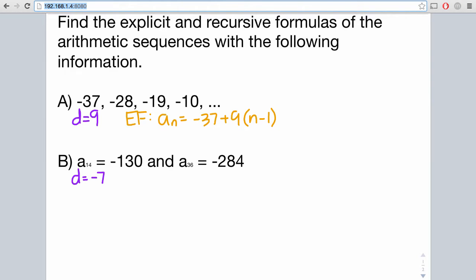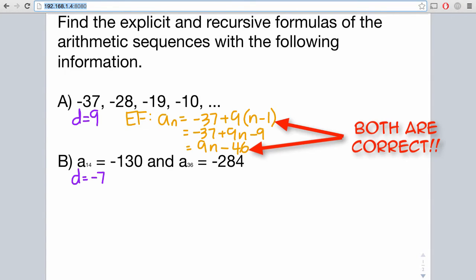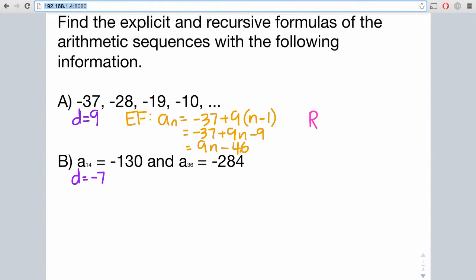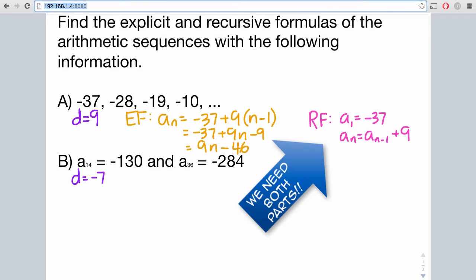If we wanted to simplify it, we could distribute the 9 through our parentheses and then combine like terms. And so both of these answers would be correct. The recursive formula can be written as first term, which is negative 37, and then the second part of the recursive formula is a_n equals the previous term plus our common difference. Now keep in mind you need both those parts for the recursive formula.